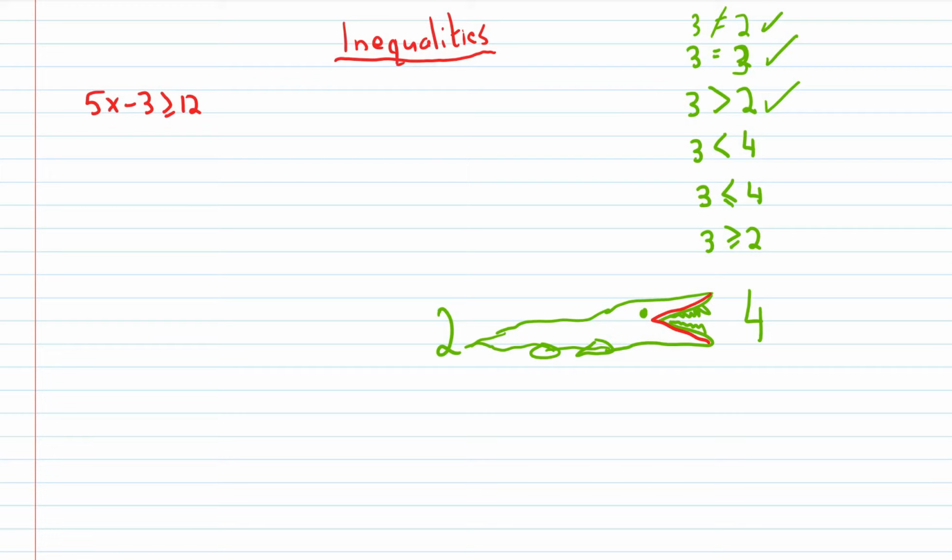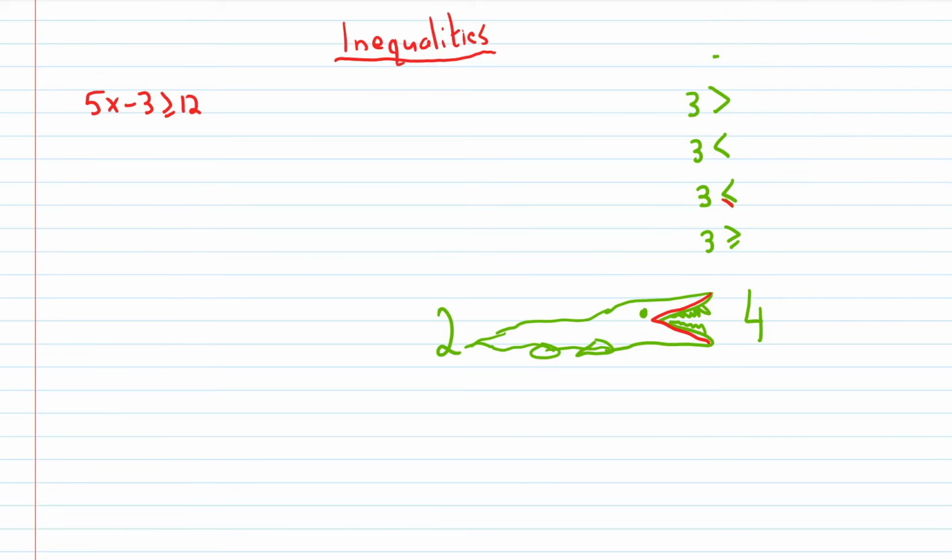On the next one, 3 is less than 4. Now, if you can see this one, there's a line underneath that crocodile. See in red there? That means 3 is less than or equal to 4. And the next one, 3 is greater than or equal to 2. Okay?